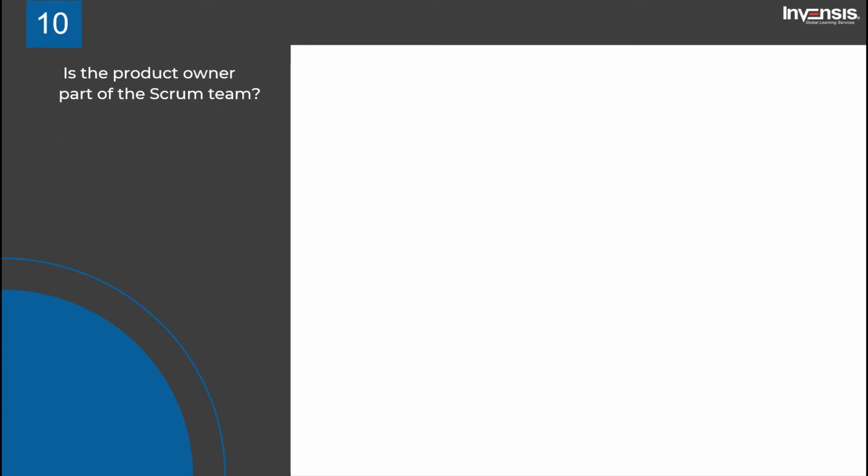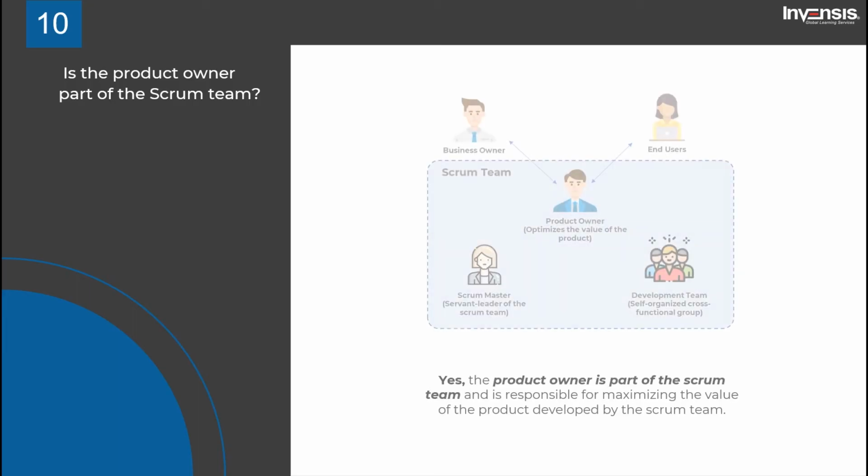Is the product owner part of the Scrum team? This is a very basic question which proves your fundamental knowledge of the Scrum framework. So, yes, the product owner is part of the Scrum team and is responsible for maximizing the value of the product developed by the Scrum team. However, how this is accomplished may vary widely across organizations, Scrum teams, and individuals.